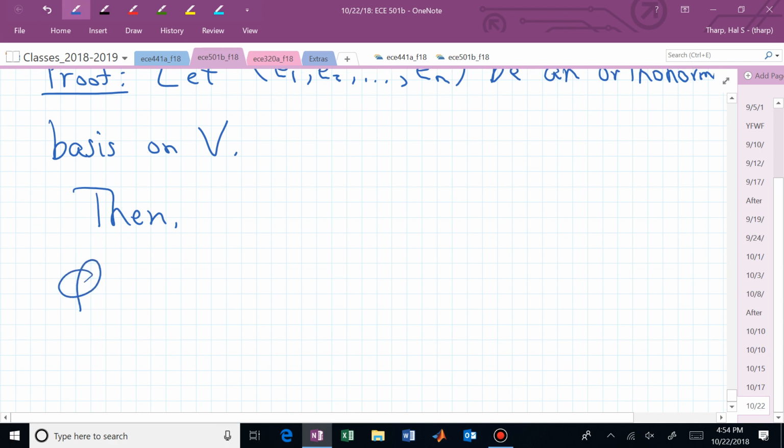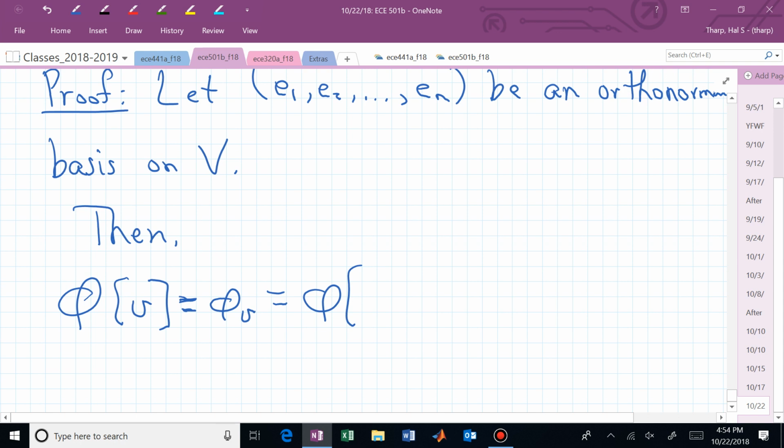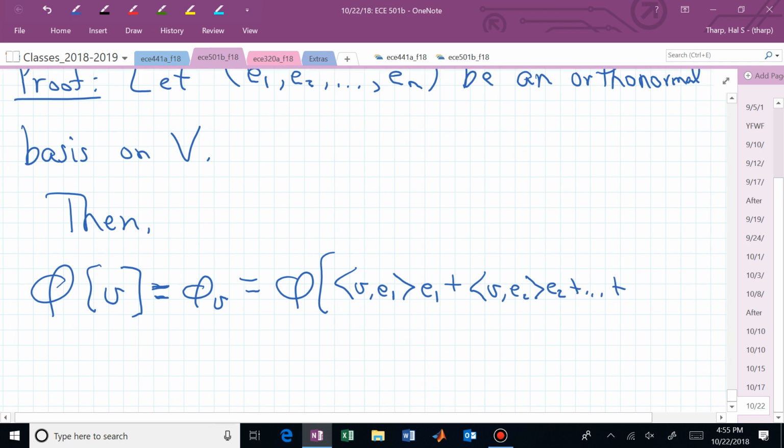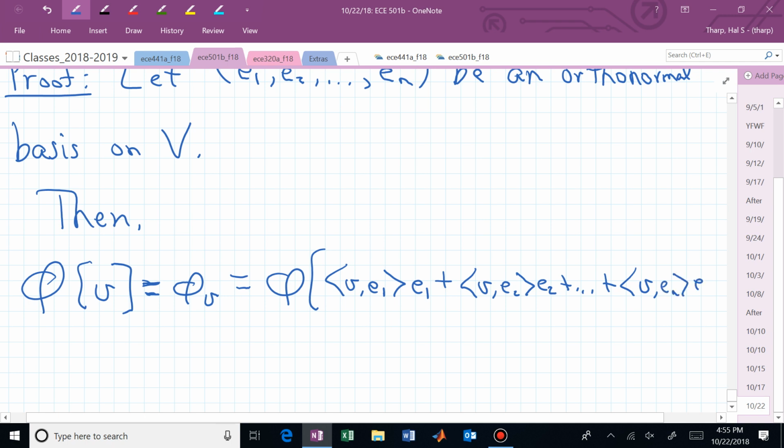Then, if somebody now applies the original linear functional to the vector v, which I've been using as a shorthand phi sub v, then that's phi, and we have an orthonormal basis, so any vector v we can write as a linear combination of those basis vectors e1 through e sub n. And the way that we will do that is we can take the inner product of v with e1, and that's going to scale e1. Do the same with e2. And keep doing that down to e sub n.